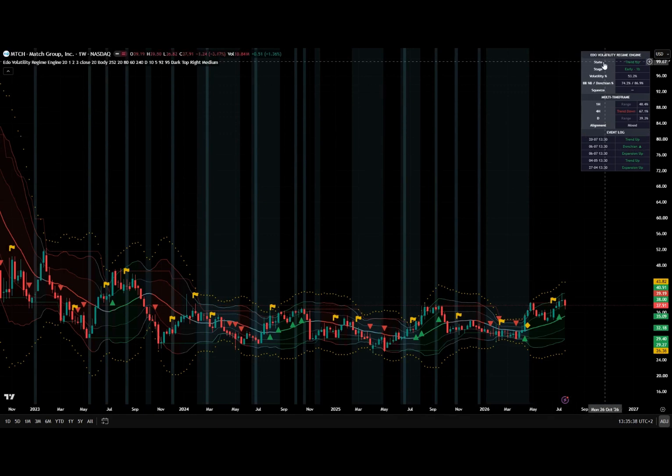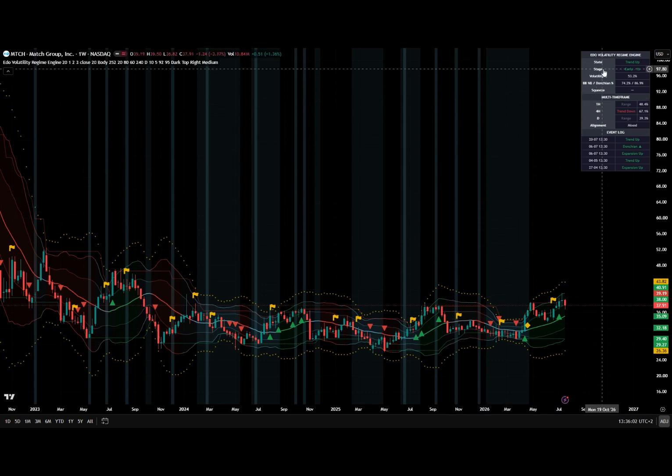Let's go through the panel properly. The first row is the regime itself. 5 possible readings, trend up, trend down, expansion up, expansion down and range. Expansion is the breakout bar. Trend is the continuation that follows. Range is the absence of both.